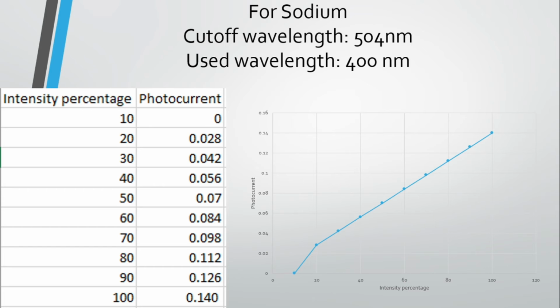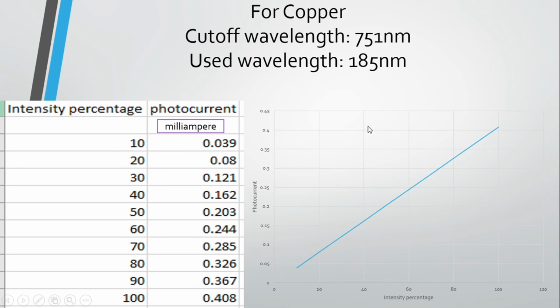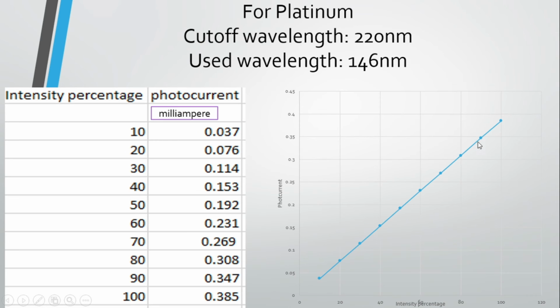Let's look at the data we have gathered. As you can see, as intensity percentage increases, photocurrent then increases. You can see this trend from the graph also. We see the same trend for all the four elements. So here it is for sodium. We see the same trend in zinc. We see the same trend in copper. And we also see the same trend in platinum.